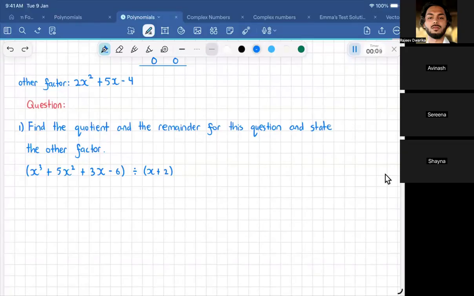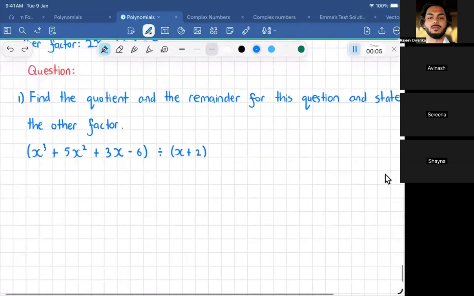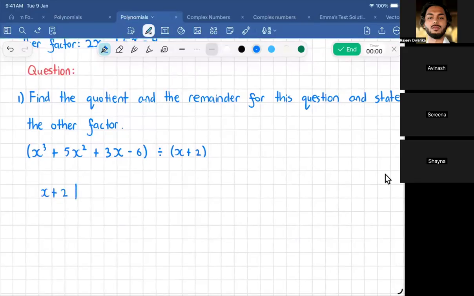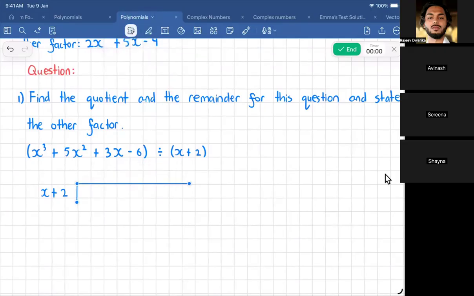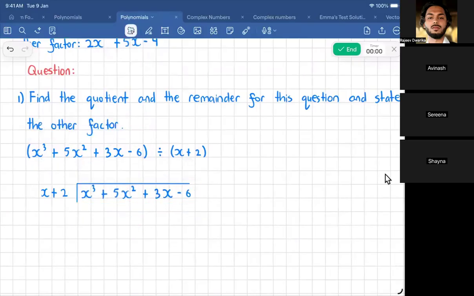Right. So, Avinash, let me begin. Tell me what to write, Avinash. I had the x plus 2 divided by the dividend, right, so this long thing over here, divided by the long one. Yeah. And what next? Tell me what next.